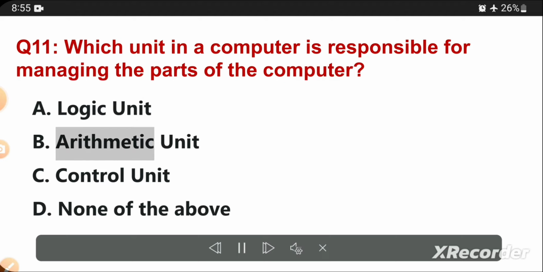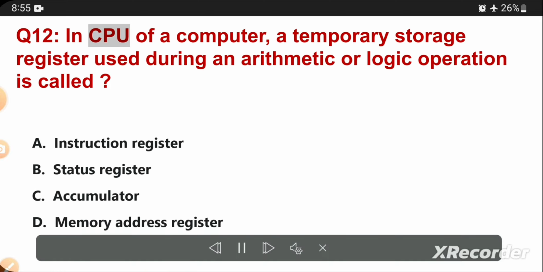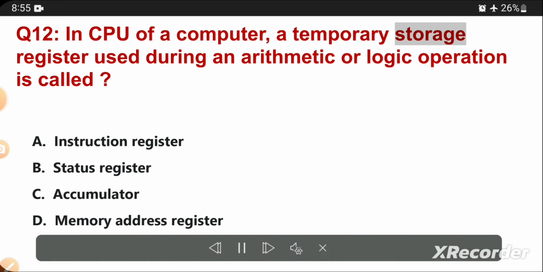Q11. Which unit in a computer is responsible for managing the parts of the computer? Logic unit, arithmetic unit, control unit, none of the above. The correct answer is option C. Control unit.